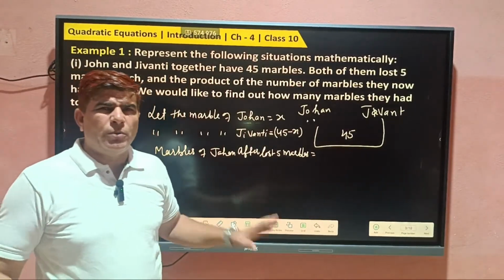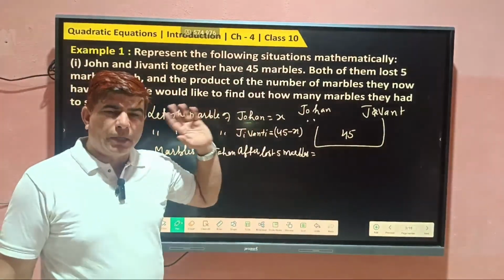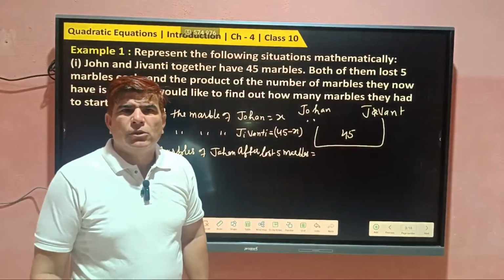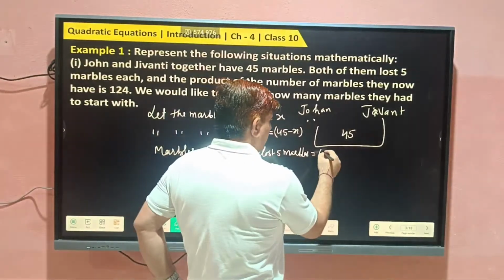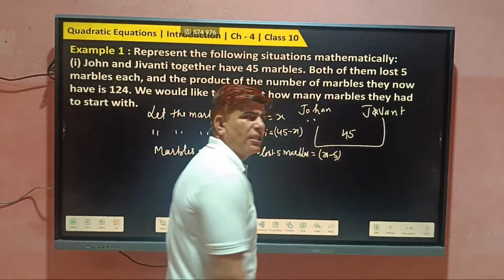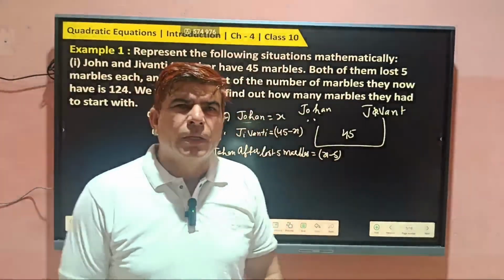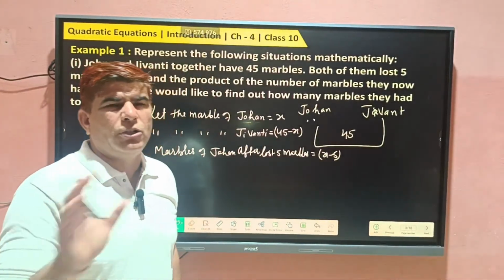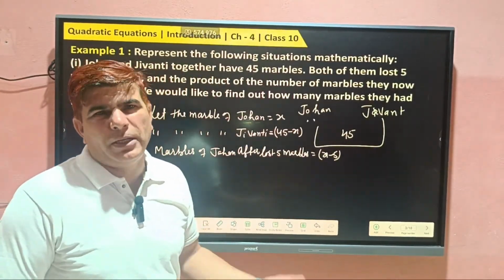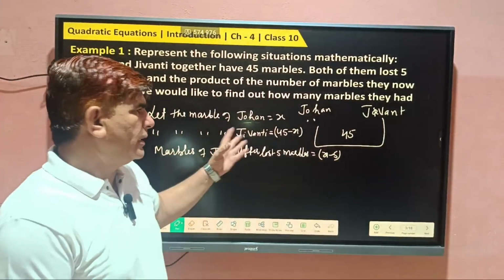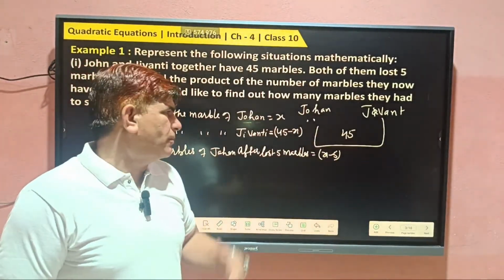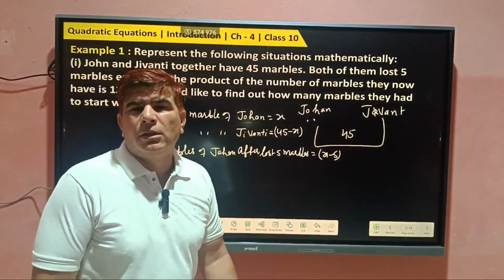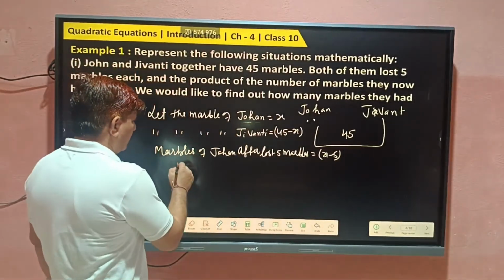So we don't know how many marbles John has, but our assumption is X. After losing 5 marbles, how much is left? X minus 5. Like in this example, if you have 20 marbles and you lose 5, how much is left? 20 minus 5, 15. So here the number of marbles is X. After losing 5 marbles, how many are left? X minus 5.